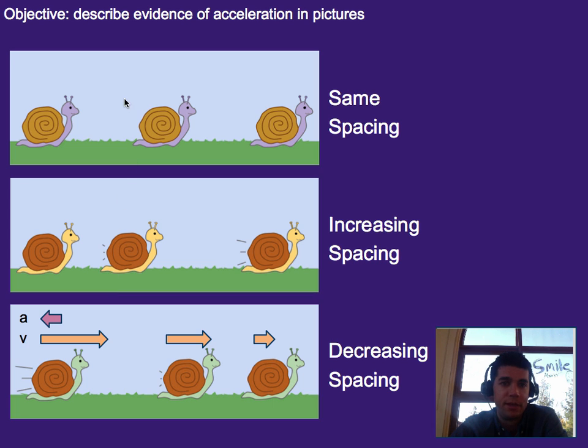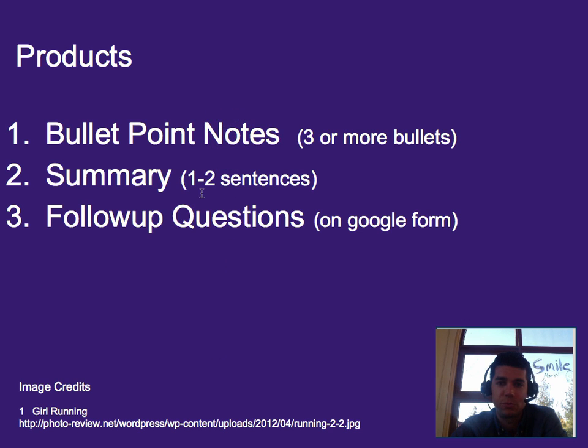So to recap, same spacing means that there is no acceleration. Increasing spacing means the acceleration and the velocity are in the same direction. And decreasing spacing means the acceleration and the velocity are in opposite directions. That's it for this one. 3 bullet points worth of notes, a 1 to 2 sentence summary, and do your follow-up questions.